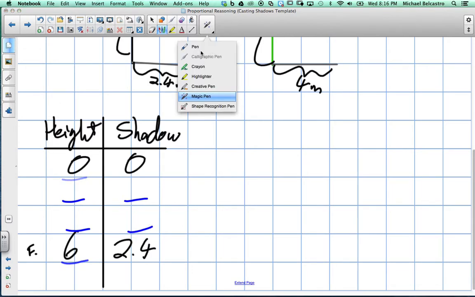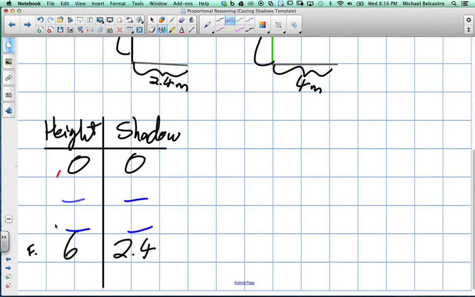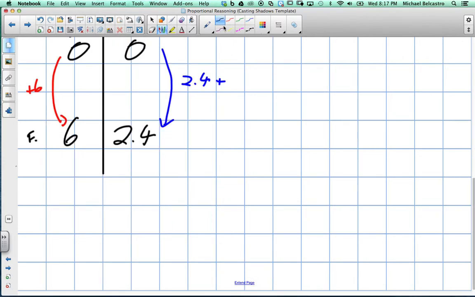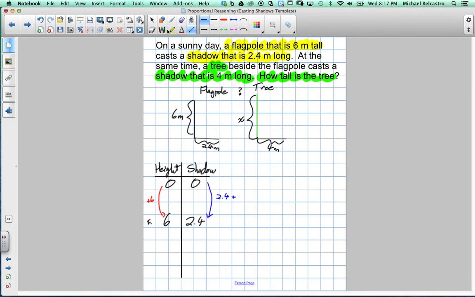If we take a look here, essentially we've increased by the value of 6. And when we increase height by 6, we increase shadow length by 2.4 meters. So that's great, and let's continue. I'll put our tree information in here also. Maybe let's go a little longer here. Good. Let's get our tree info.